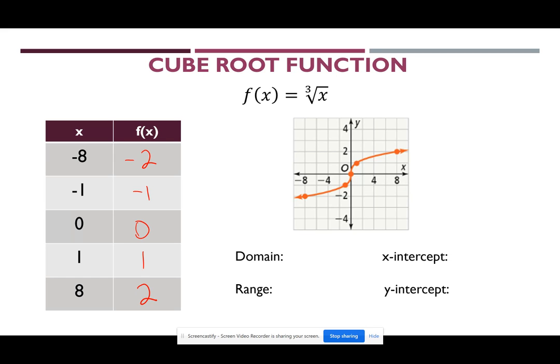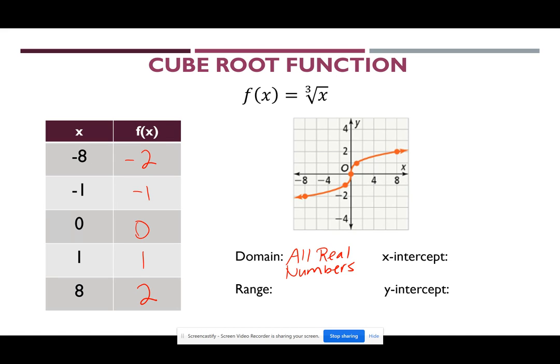So the domain for this one, if you're looking at all of your x values, I see arrows on both sides. So it's going to go to the left forever. It's going to go to the right forever. So we're going to go from -infinity to +infinity. Okay, another way of saying that is all real numbers. It includes everything in between -infinity and +infinity.